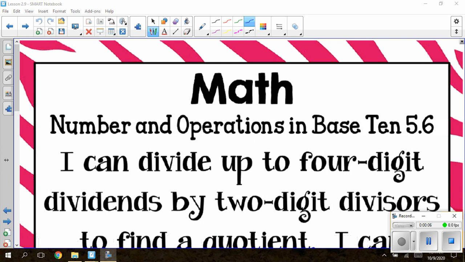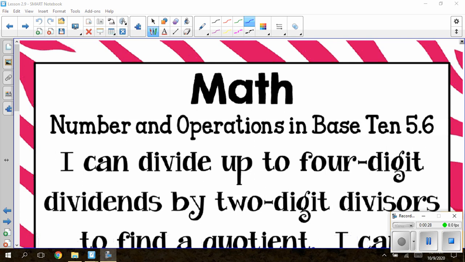Today we are working on Lesson 2.9, which is on page 137. This lesson is Problem Solving with Division. Our essential question for the day: how can the strategy draw a diagram help you solve a division problem? Our standard for today is under Number and Operations in Base 10, 5.6.